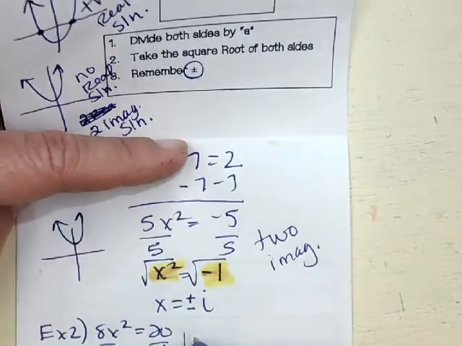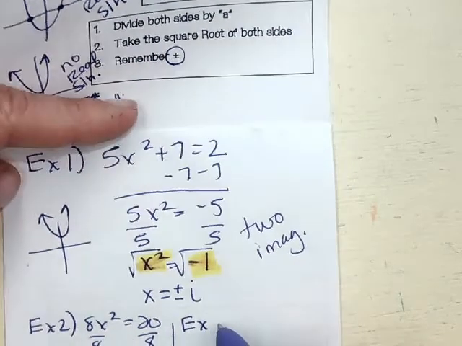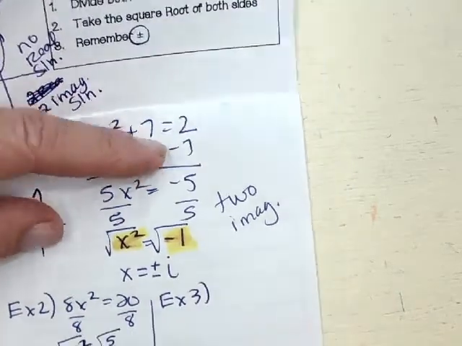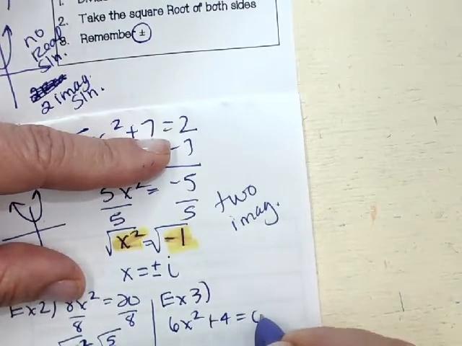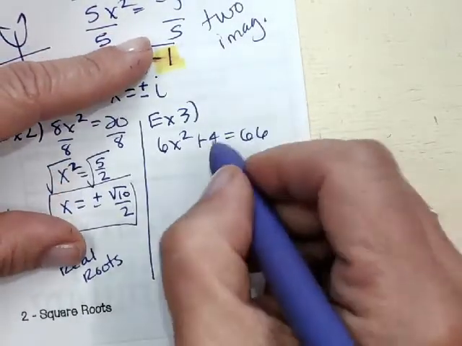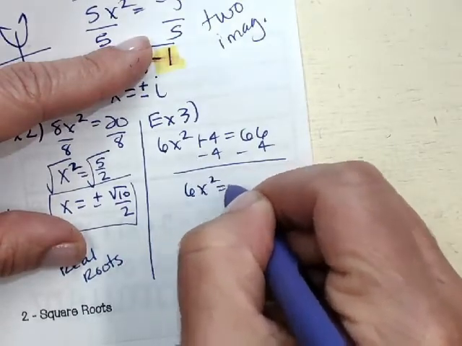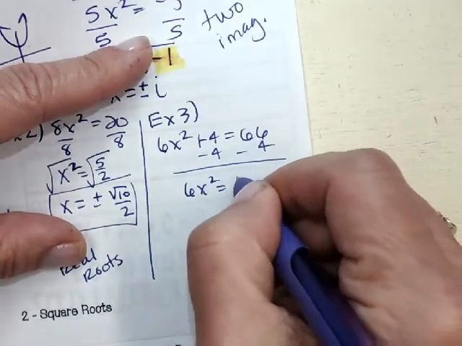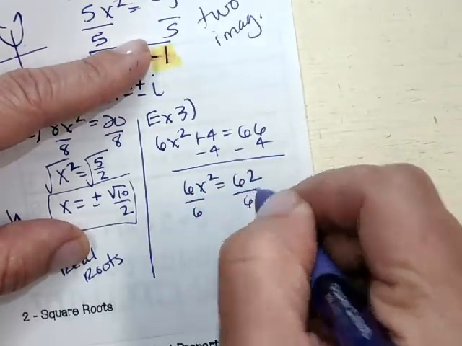And the last one, and I lied to you, I told you this video would probably be less than 6 minutes, and I'm already pushing 8, so this is the last one. If I've got 6x squared plus 4 equals 66, let's get the x squared by itself. So let's do these inverse operations. Let's subtract 4. And 66 minus 4 gives me 62. And then let's divide both sides by 6 to get rid of the multiplying.